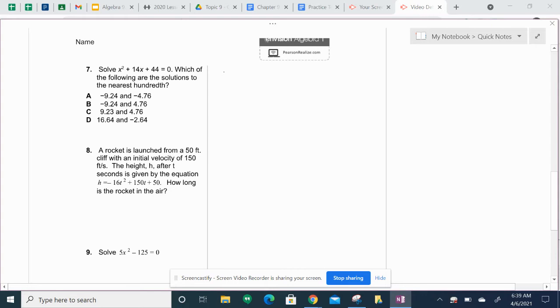So for the quadratic formula, I start by finding my a, my b, and my c. In this case, it would be 1, 14, and 44. And so x equals the opposite of b, negative 14, plus or minus the square root of b squared. So 14 squared would be 196, minus 4 times a times c, all over 2 times a, 2 times 1.